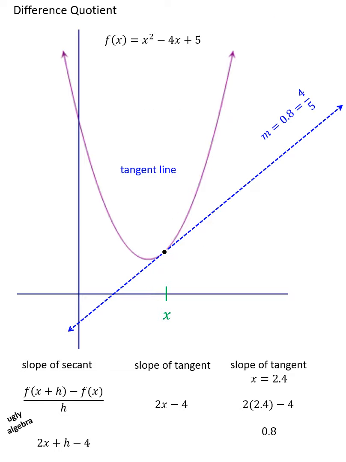That is the ultimate goal of computing the difference quotient, because it leads ultimately to the slope of the tangent line. And that completes this video on the difference quotient.